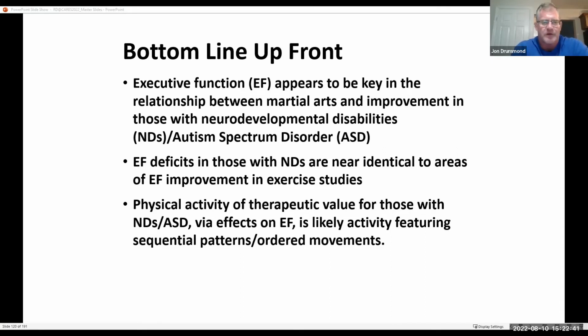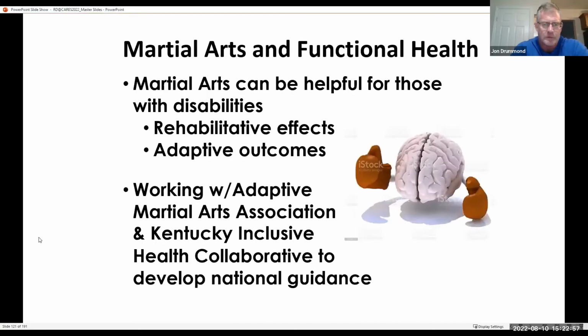Where this differs from the state of the research right now is that most of the studies that have started latching onto this really kind of look at aerobic exercise in some of the studies. And we think that there are some things that get at executive function a bit better and will be more productive. Next slide, please.